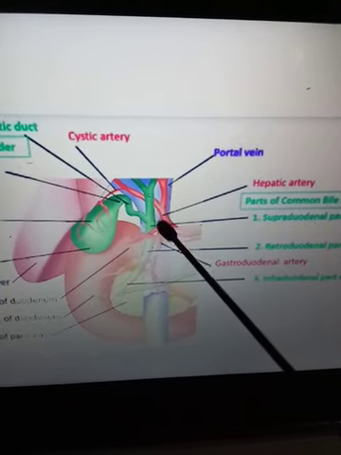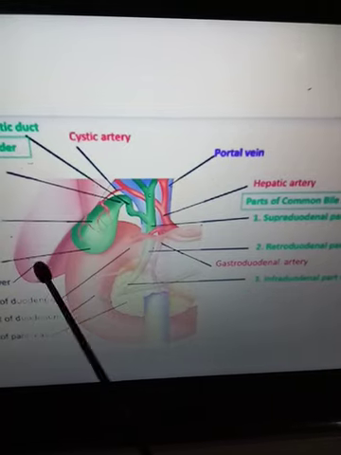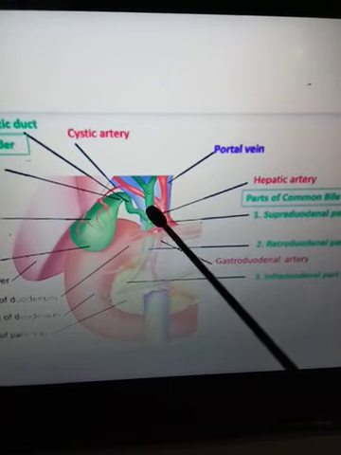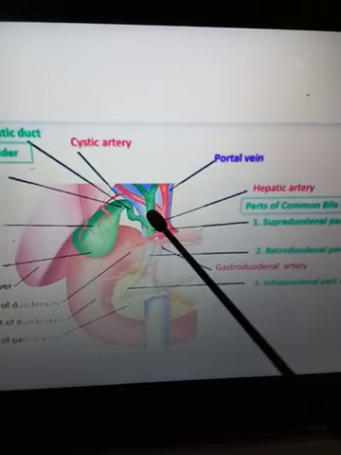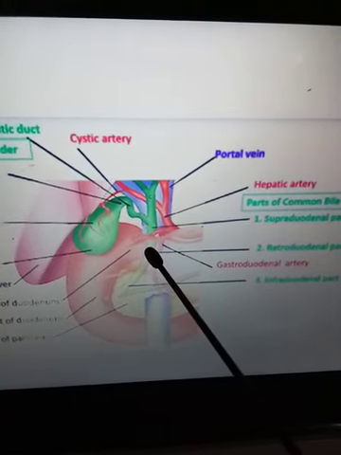To the left it has the hepatic artery. आगे से liver, पीछे से portal vein, left से hepatic artery. This is the relation of the supraduodenal part. Then you have the retroduodenal.